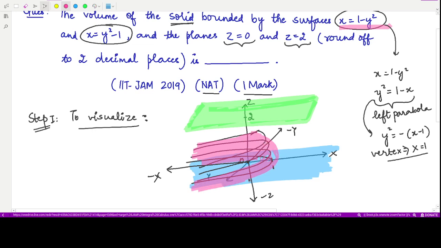In a similar manner we will have the surface corresponding to this other equation. You can rewrite this as y square is equal to x plus 1. So this would correspond to a right parabola if we ignore the z-axis, and similarly it would have its vertex at x is equal to minus 1. Suppose this point is minus 1, so accordingly our vertex here would be this one.